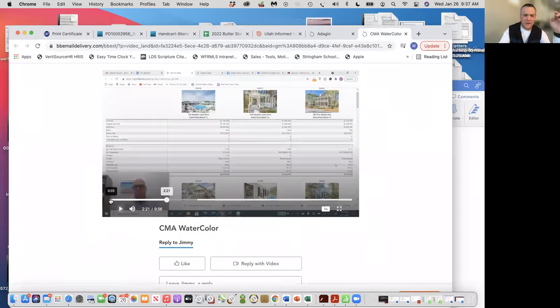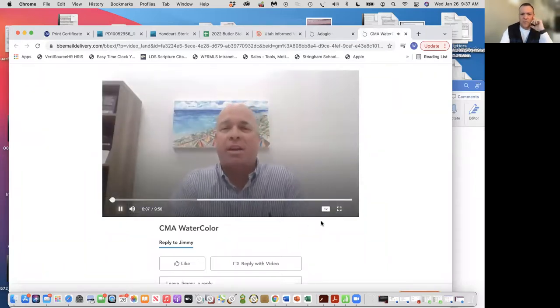Okay, here's a different style. Watercolor right now as far as some of these prices. I don't know if you've seen these yet or not. Wanted to give you an update.